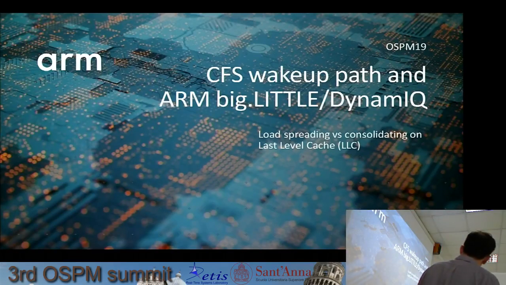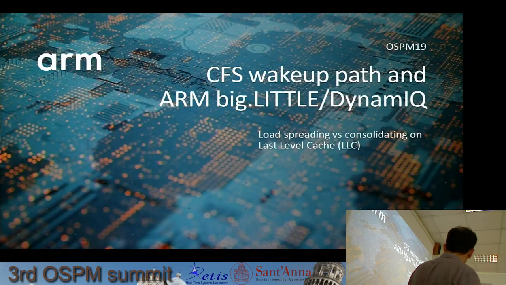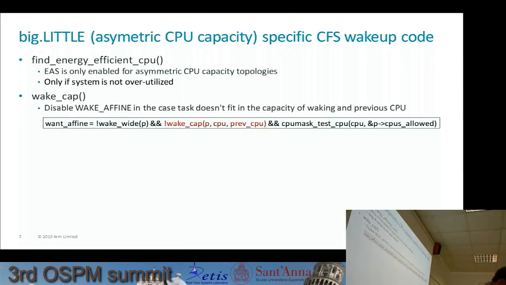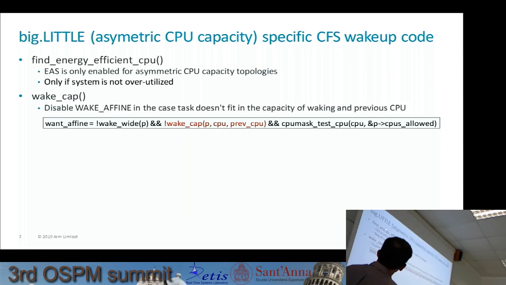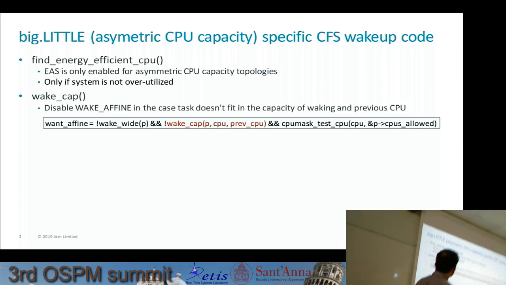The next feature and the next family of CPUs is what we call DynamIQ. I will also mention the subtle differences between big.LITTLE and DynamIQ. And the topic is specifically about load spreading and/or packing on last level cache on those systems. So just to remind ourselves what we have on specific ARM big.LITTLE code currently in the CFS scheduler.